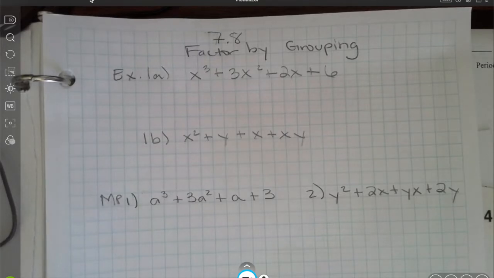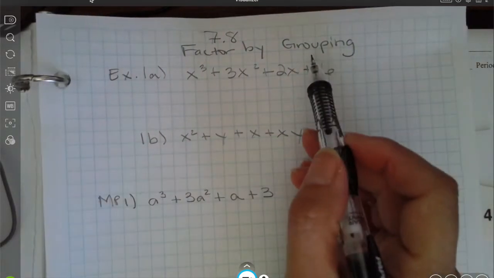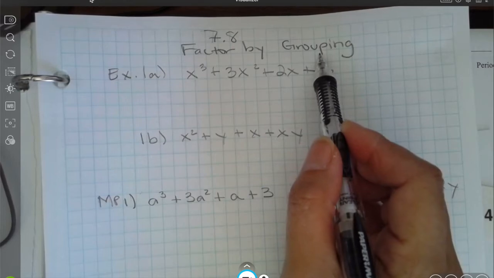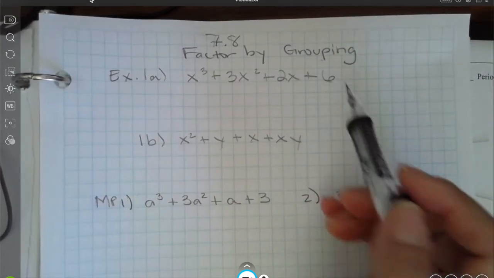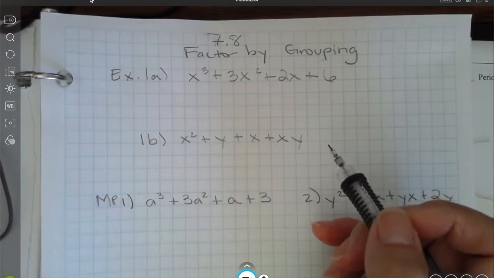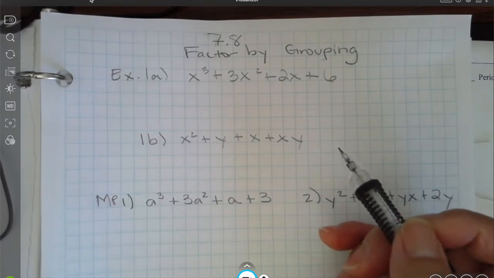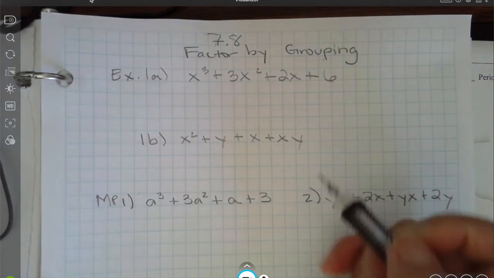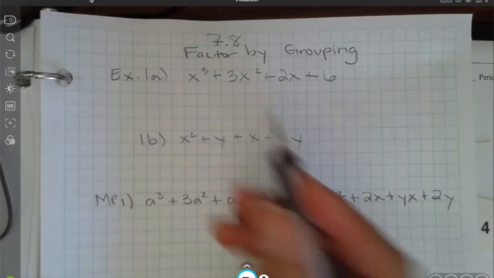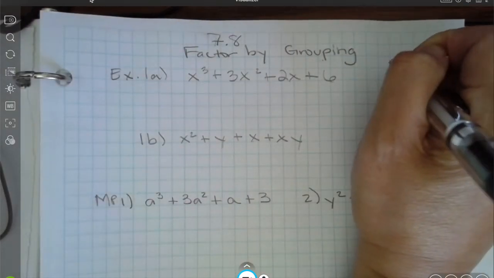Section 7-8, which is the last one in the chapter. We're going to learn to factor by grouping as well as factoring completely, which should be pretty easy for you guys since you all know how to factor very well at this point. Okay, so this is example 1. I'm on page 404 in your textbook if you want to follow along.